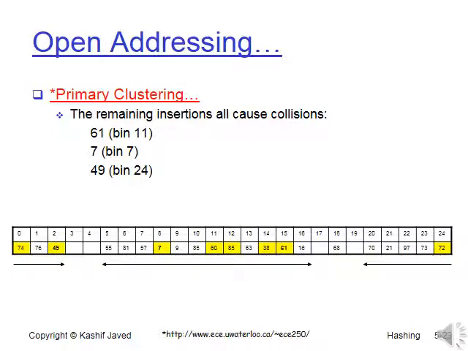49 mod 25 equals 24. Bin 24 is taken by 72, and it will be inserted in bin 2 once we move it forward.